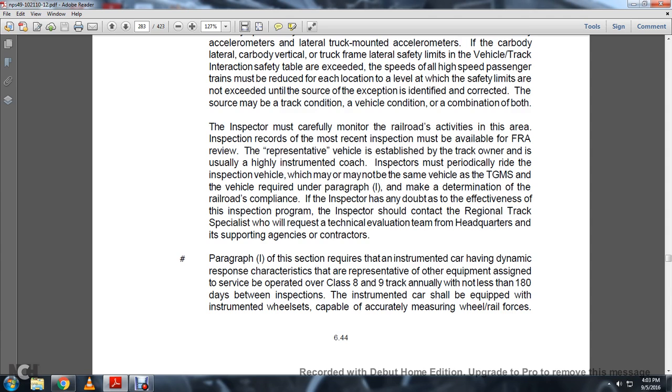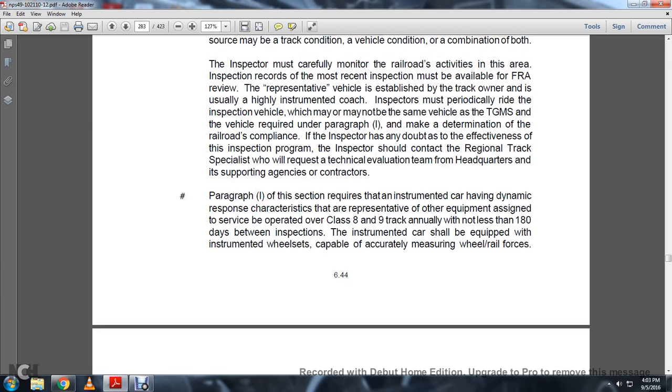Make the determination of the railroad's compliance with the section. If the inspector has doubted the efficiency of the inspection program, the inspector should contact the regional track specialist with a request for a technical evaluation by the team at headquarters and support agency of the contract.